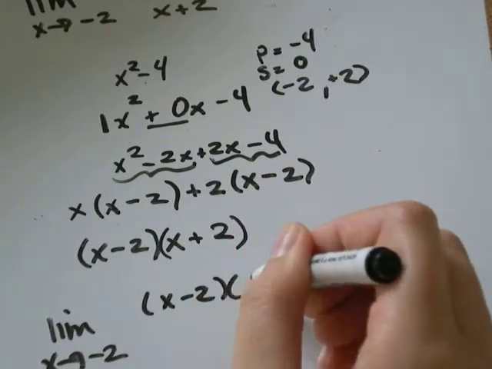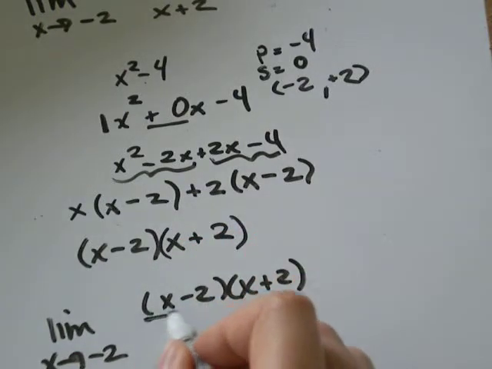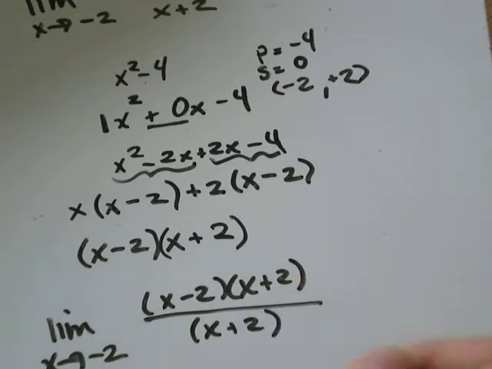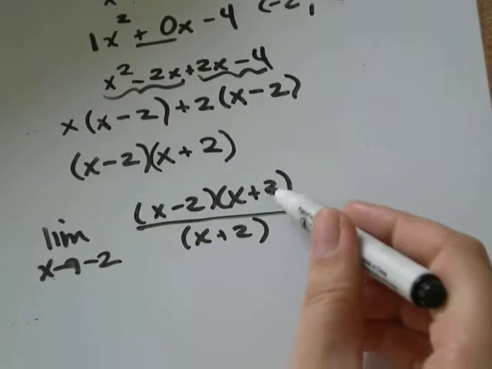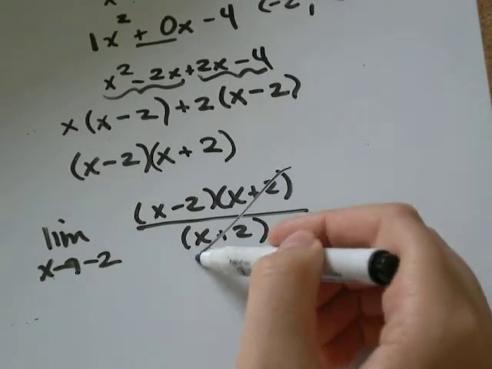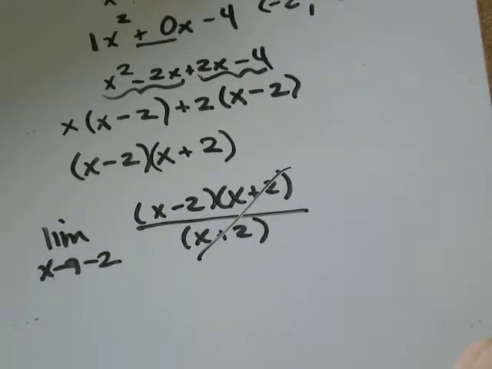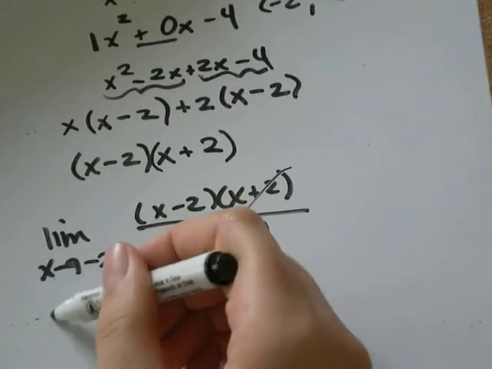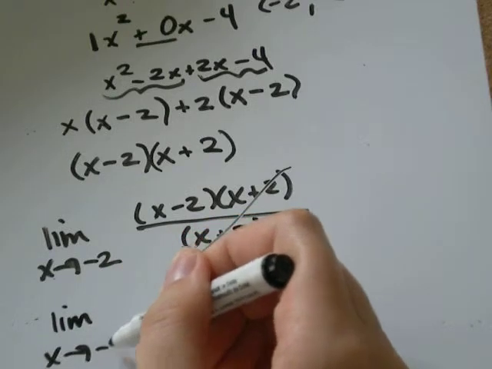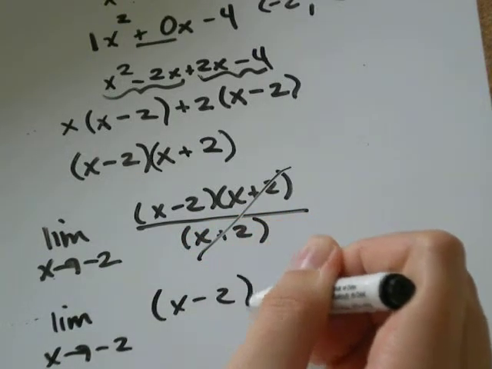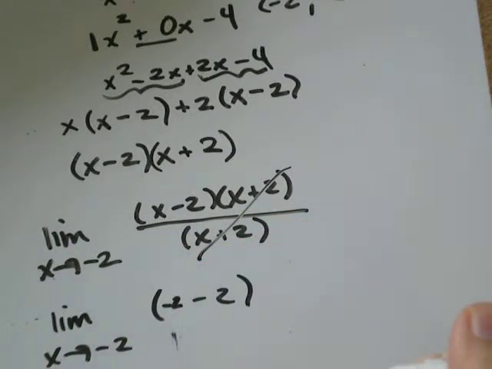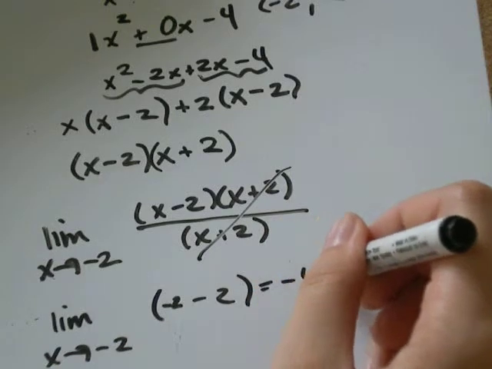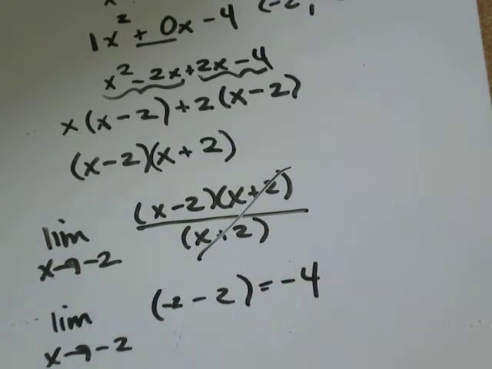X minus 2, x plus 2 on the top, and on the bottom we're not going to simplify just yet, over x plus 2. So we've got x plus 2 on the top and x plus 2 on the bottom, and we can cancel those out. They'll simplify to the fraction 1 over 1. Then we have the limit as x approaches negative 2 of x minus 2. If we plug in negative 2 for x, negative 2 minus 2 would be negative 4. So the limit actually did exist, it was negative 4.